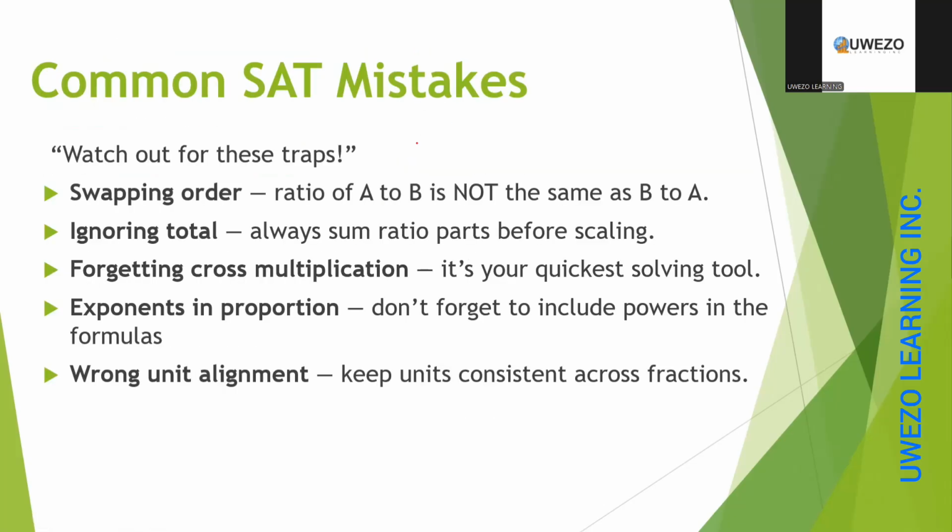Now, the common mistakes we make are swapping the order. So please remember A to B is not the same as B to A. And please always sum the ratio parts before you do the scaling or the fraction. You can also cross multiply to easily solve direct proportion questions. Sometimes when there are exponents involved in a hard ratio proportion question, don't forget to include them in the formulas. And please be careful with the units. See that the units are consistent across all the fractions. That's how we avoid silly mistakes and improve our accuracy.